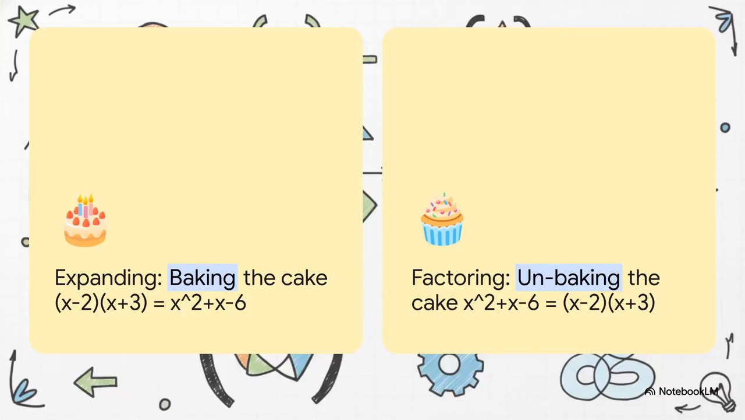Think of expanding an equation as baking a cake. You mix your ingredients together, in this case x minus 2 and x plus 3, and you bake them into a finished product, x squared plus x minus 6. But factoring is the magical ability to unbake the cake. You start with the finished product, that x squared plus x minus 6, and you figure out its basic raw ingredients so we can actually work with them.